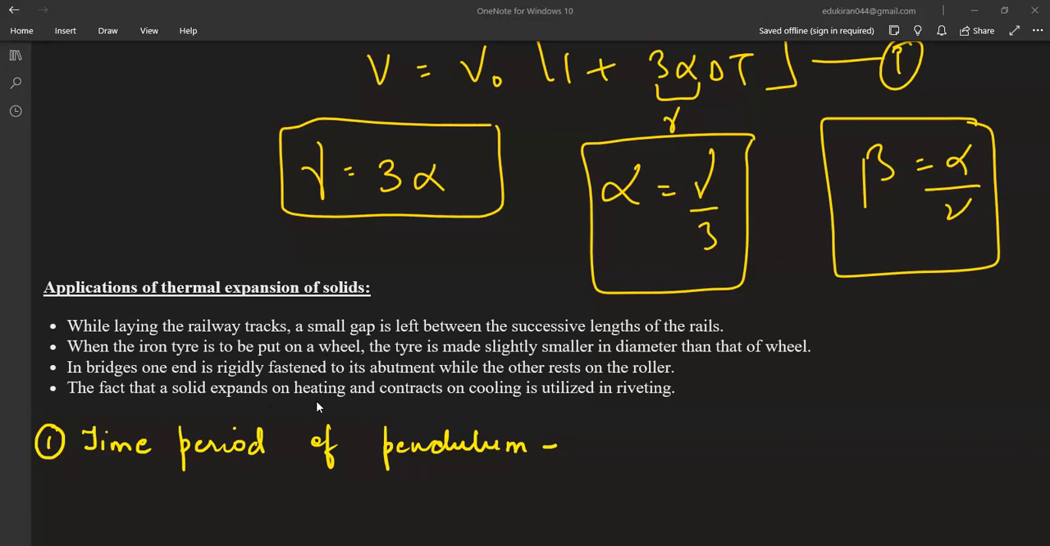In bridges, one end is rigidly fastened to its abutment while the other rests on rollers. The fact that a solid expands on heating and contracts on cooling is utilized in riveting. Note these applications down. From your NCERT, read some more applications from your textbook. Write it down first.